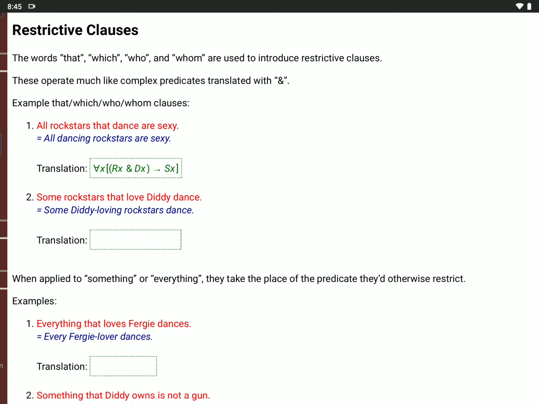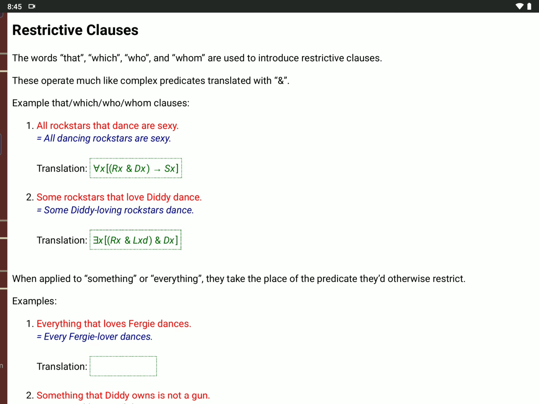What makes them a little bit more complicated is that you don't have to just have a single predicate. You have something more complicated. You have something that involves a polyadic predicate. Like if I say, some rock stars that love Diddy dance, you're saying there is an x. It's a some statement, so we use the backward E. There is an x, it's a rock star, Rx, and Lxd, that means x loves Diddy, it's a Diddy-loving thing, and it dances. So the other thing we say about the variable x can be as complicated as you like.